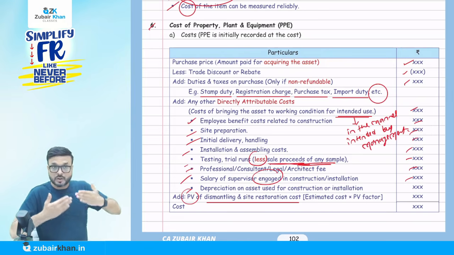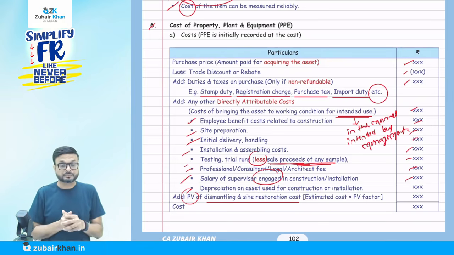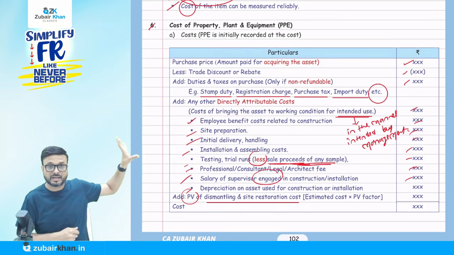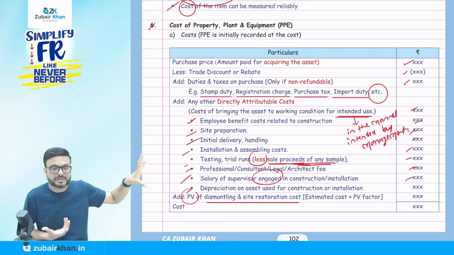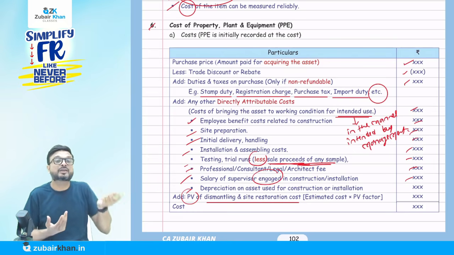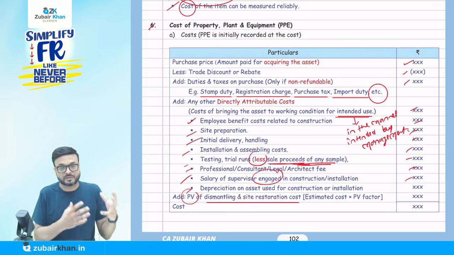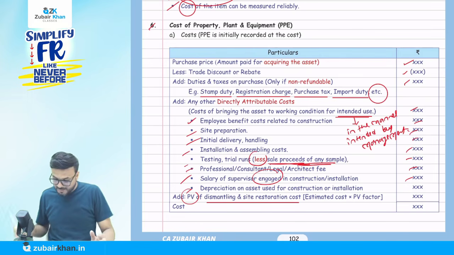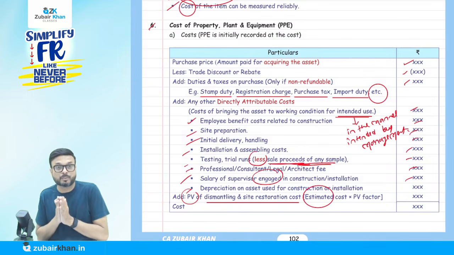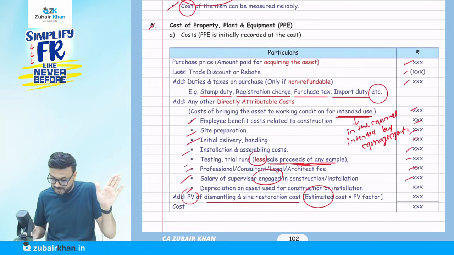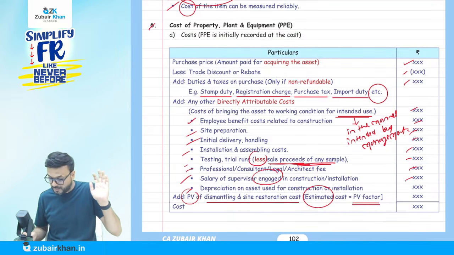I am to incur the cost not today, but after 10 years. Suppose I incur 10 lakh rupees after 10 years. Now, hypothetically, suppose today's present value is just 4 lakh rupees. They say to record it at today's present value and add it to the cost of the PP. So this is the estimated cost I'm going to incur, in our example after 10 years, multiplied by the present value factor, and then we have to record it.